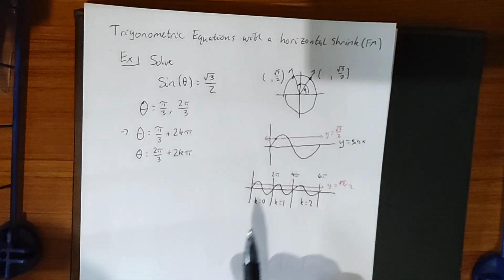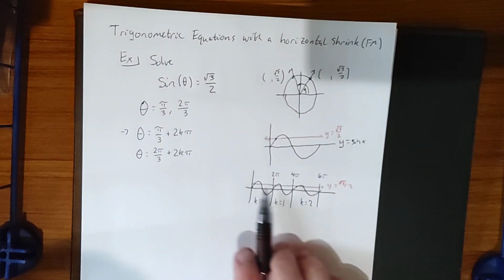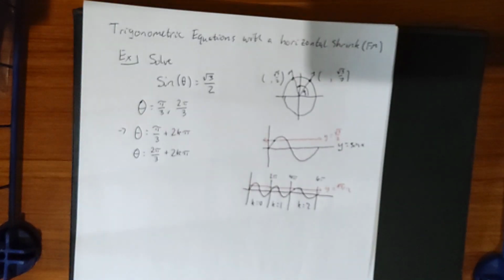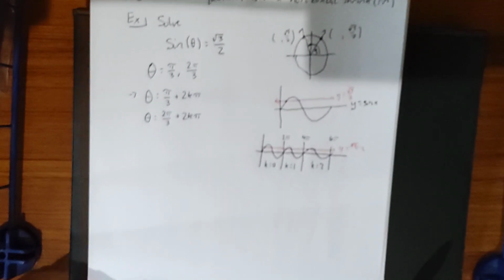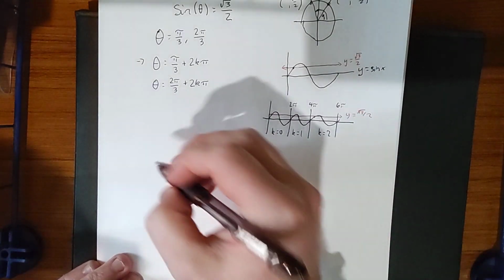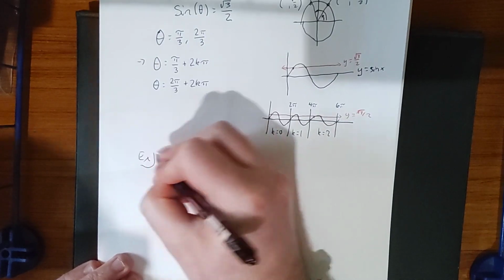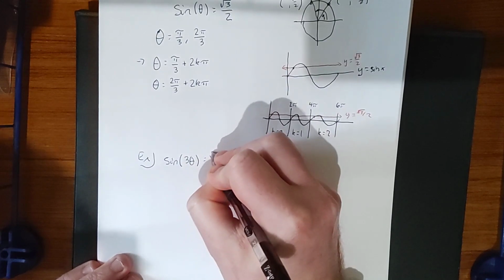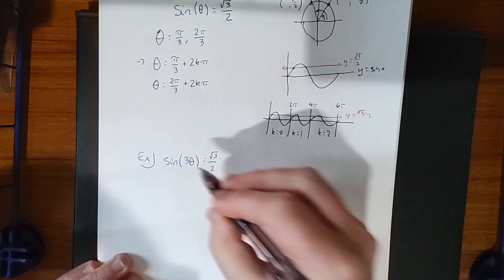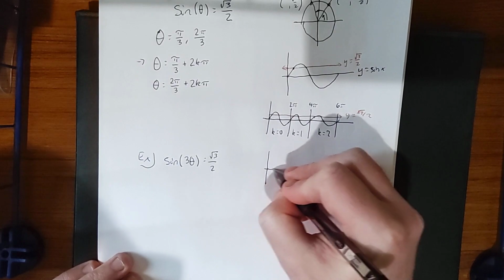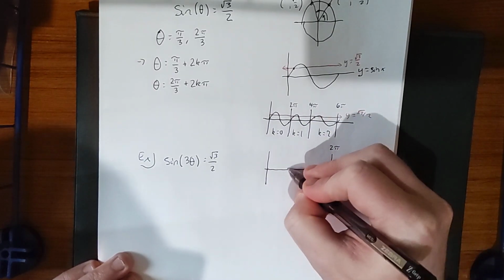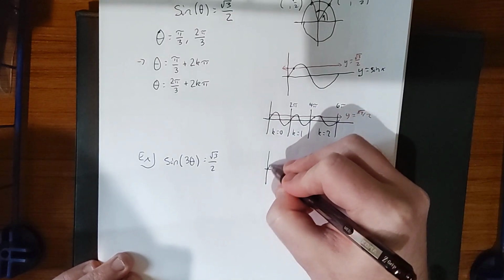Now, generally, we look for solutions that are within 0 to 2 pi. However, as soon as we throw in a horizontal shrink, or what I call in class frequency modulation, all of a sudden, 0 to 2 pi contains a lot more periods than just what we're used to seeing. For example, if I gave you something like the sine of 3 theta is equal to root 3 over 2, the significance of that 3 is that now, between 0 and 2 pi, you can fit a total of 3 periods.